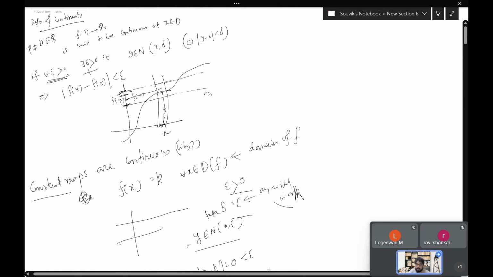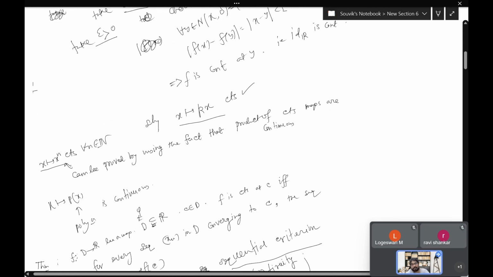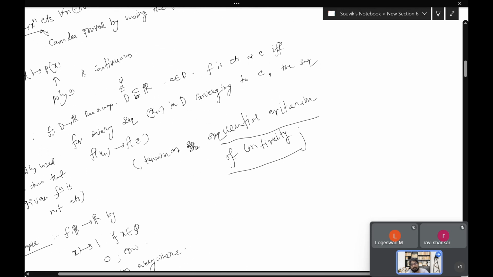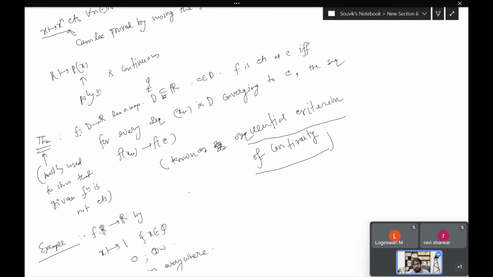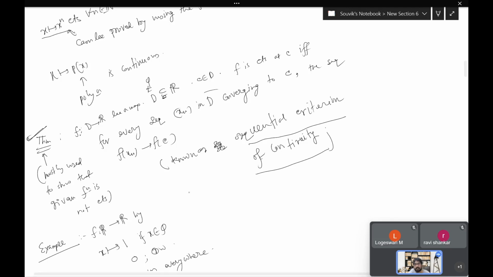Okay, so first we started with the definition of continuity. I hope you know the definition of continuity, right? Yes, sir, at the neighborhood of a point, the limit exists. Then we discussed some theorems, the constant maps, identity maps, and continuity. And then we discussed the following theorem, known as the sequential criteria of continuity. It says that suppose there is a function f from D to R, and c is a point in D. Then f is continuous at c if and only if for any sequence xn in D converging to c, the sequence f of xn converges to f of c. This is known as the sequential criteria of continuity.